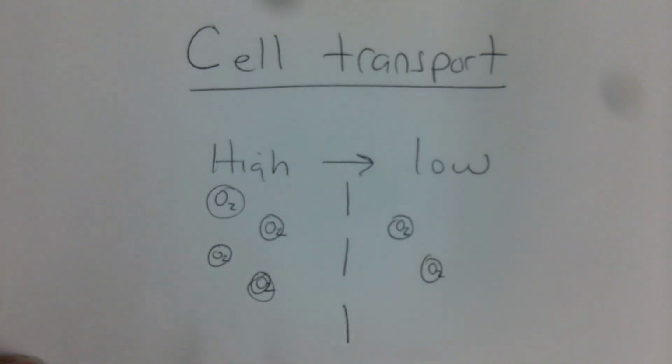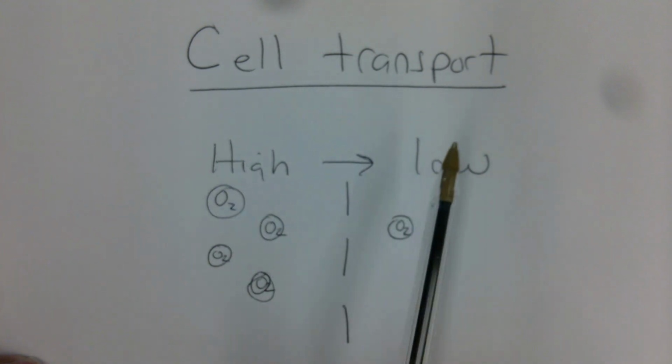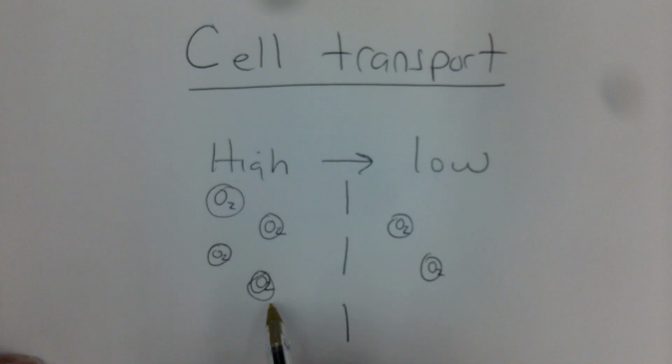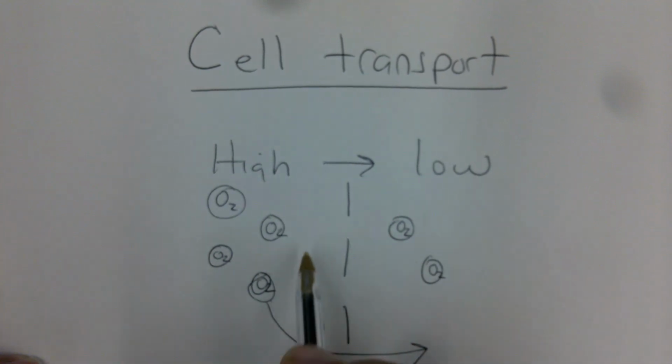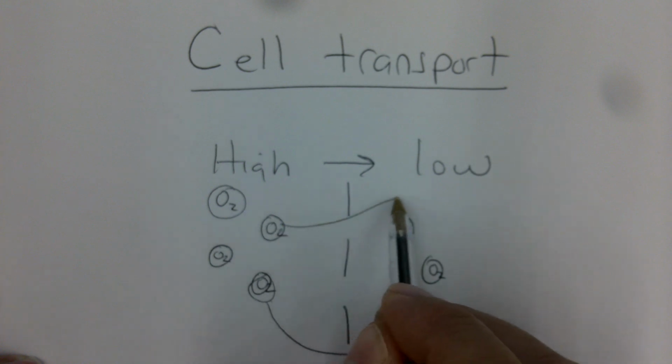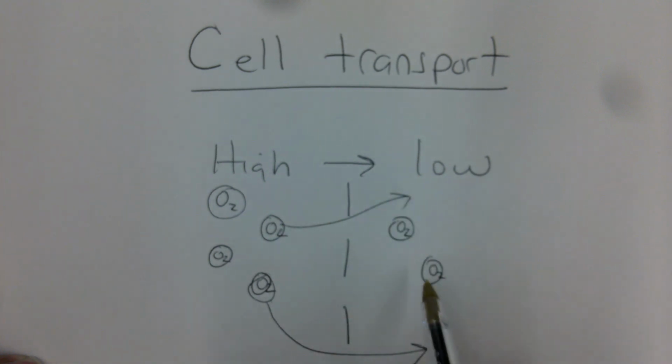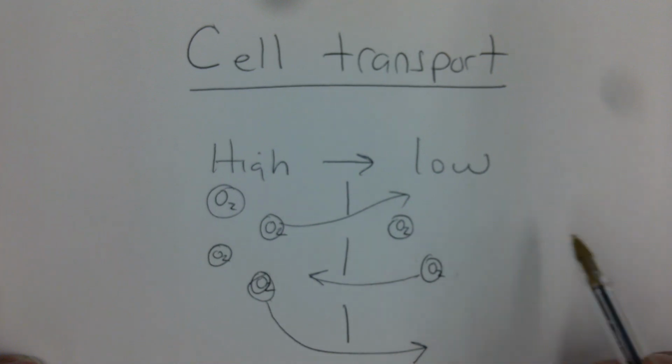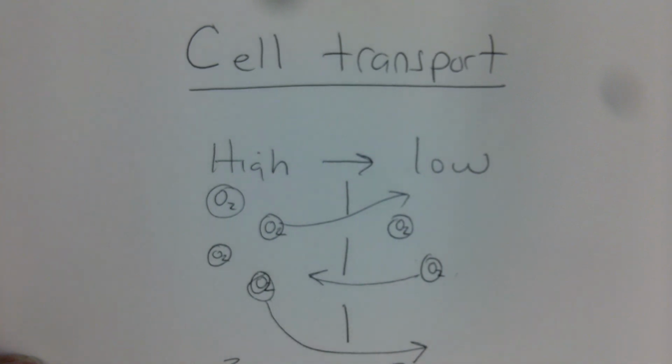Okay? And what's going to happen, because they go from high to low, is some of these particles, because there's 4 to 2, one's going to come over, maybe even 2 come over. But now we have 4 on this side, so then O2 is going to go back. Eventually we're going to get to the point where there's 3 O2 on one side and 3 O2 on the other. Okay, that's an example of cell transport.